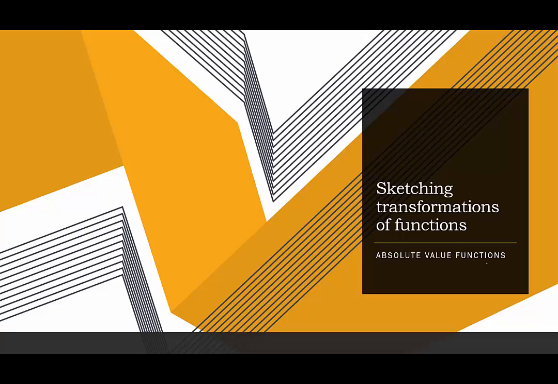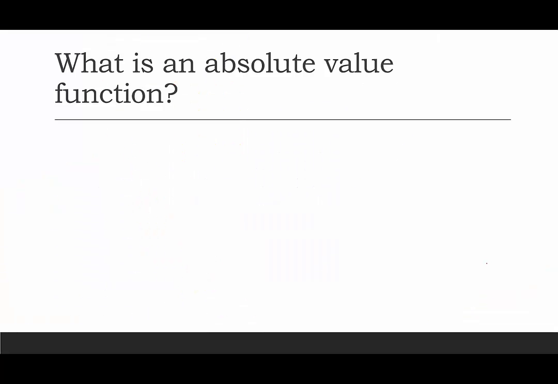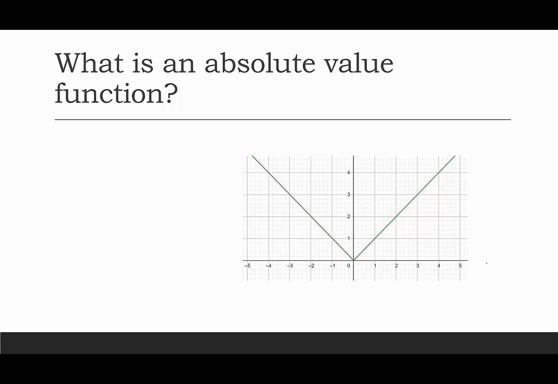In this video, we're going to look at sketching transformations of absolute value functions. Before we get to the transformations, let's review what an absolute value function is. The graph looks like this, and the parent function is f of x is equal to the absolute value of x. So it's symmetric about a vertical line containing a point called the vertex.